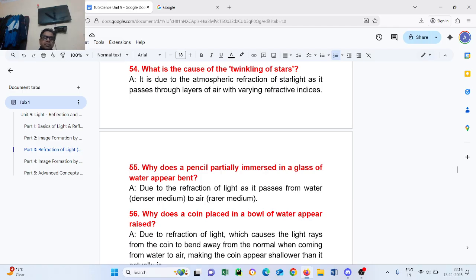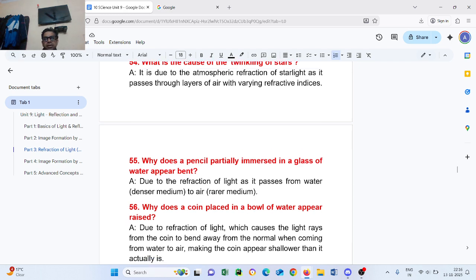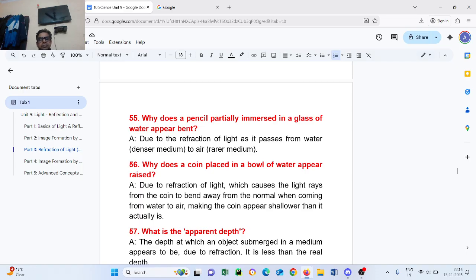Question number 55. Why does a pencil partially immersed in a glass of water appear bent? Due to the refraction of light as it passes from water, a denser medium, to air. Question number 56. Why does a coin placed in a bowl of water appear raised? Due to the refraction of light, which causes the light ray from the coin to bend away from the normal when coming from the water to air, making the coin appear shallower than it actually is.